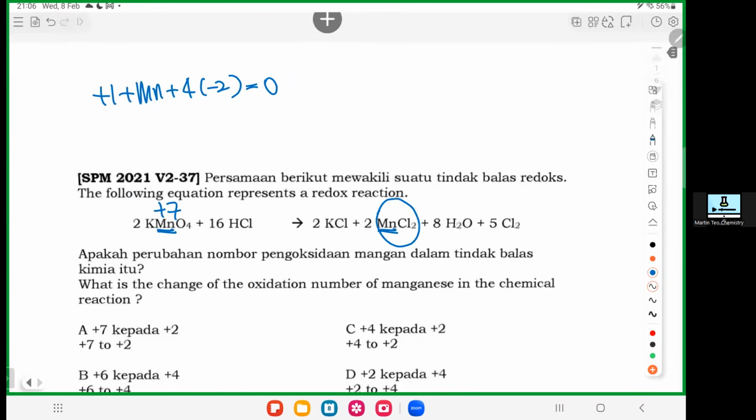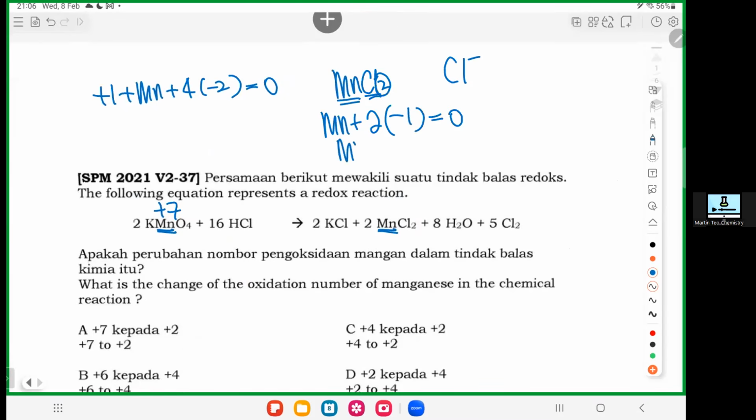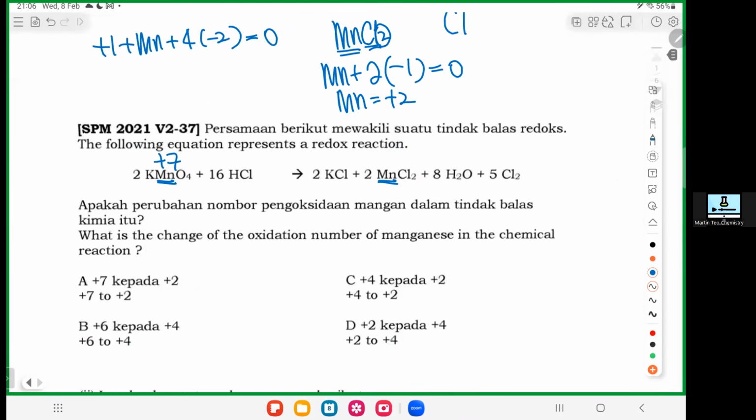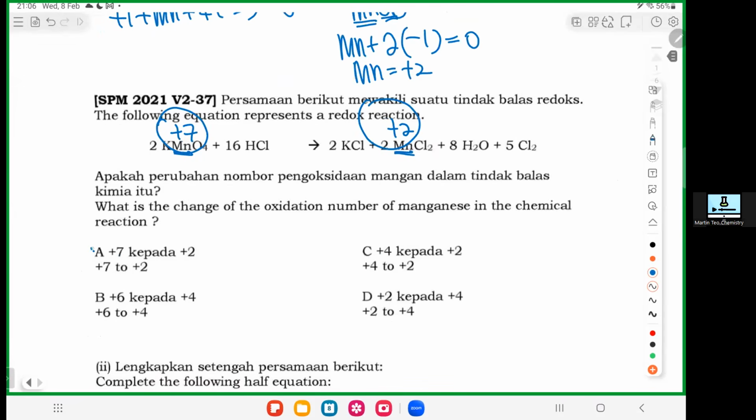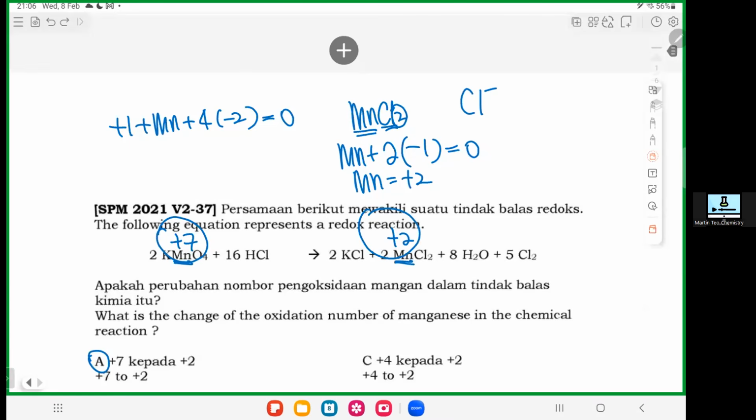MnCl2 is the same thing. Mn you don't know. Chlorine is -1 because we know Cl minus. You have 2 chlorine, times 2, equal to 0. So Mn equals +2. So easy. So +7 becomes +2. Very, very straightforward, SPM pass here. Is that easy?